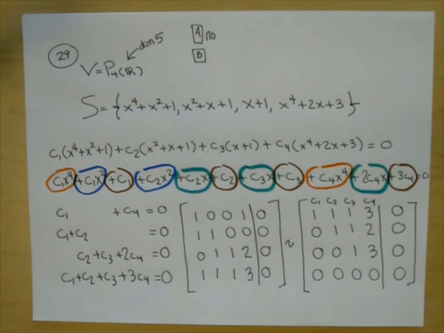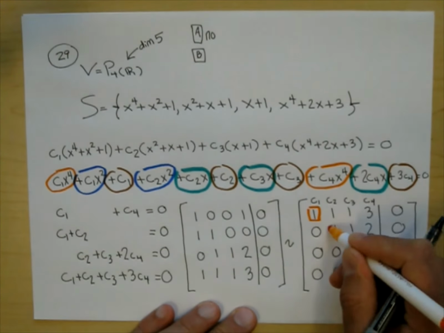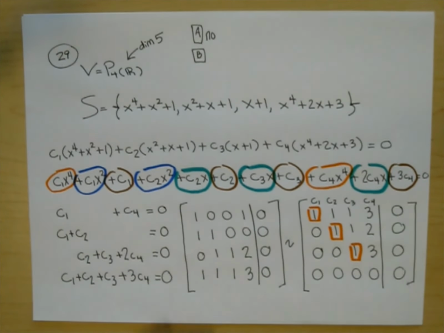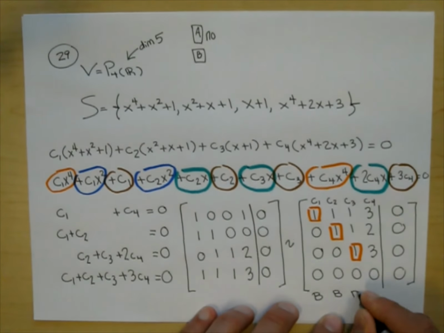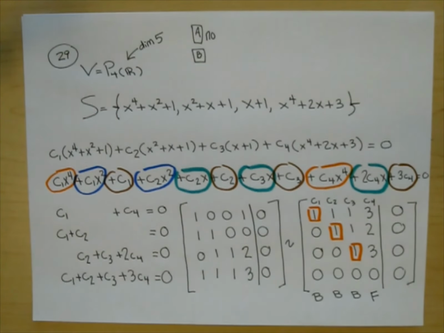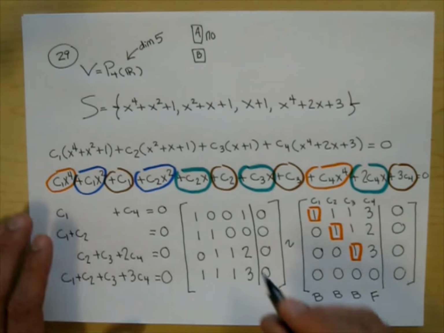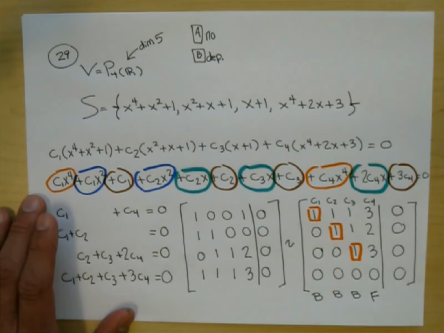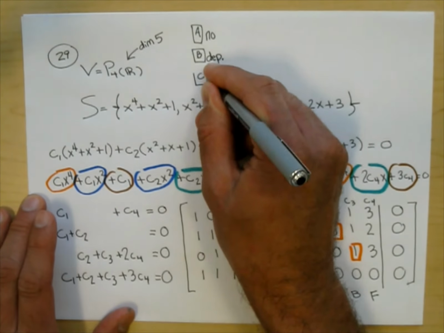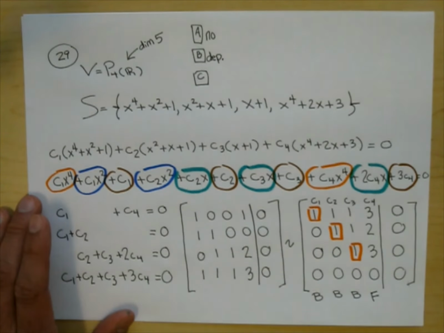Let's look at our pivots. Here's a 1, here's a 1, here's a 1. So it looks like I have bound, bound, bound, and C4 is free. He's the freeloader. So we know where the dead weight is. And so part B says, is it independent or dependent? Because I have a free variable, this one is dependent. Part C says we'll write a dependency relationship, which I'm going to do.